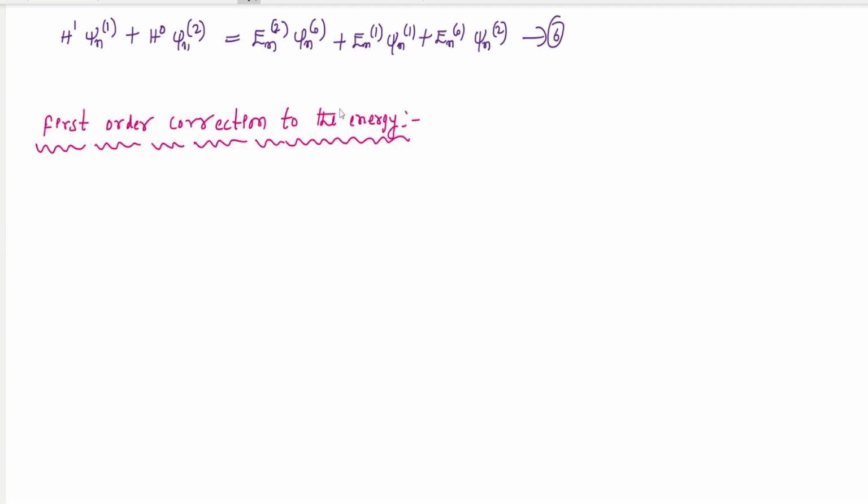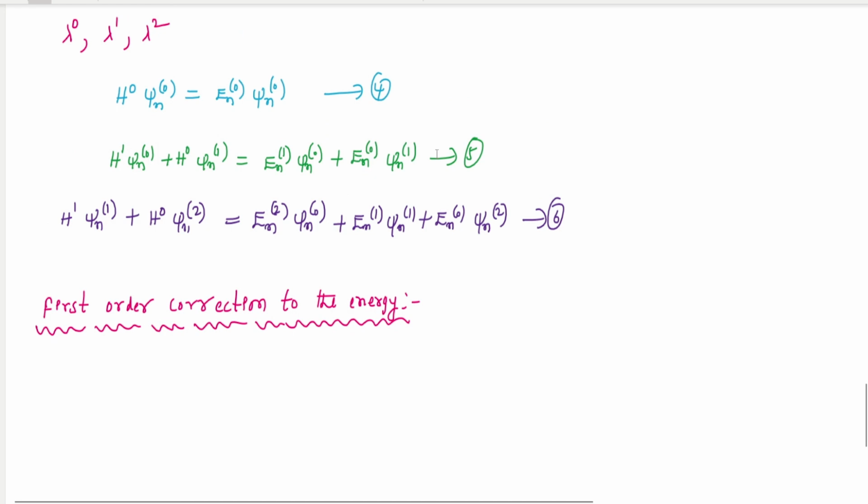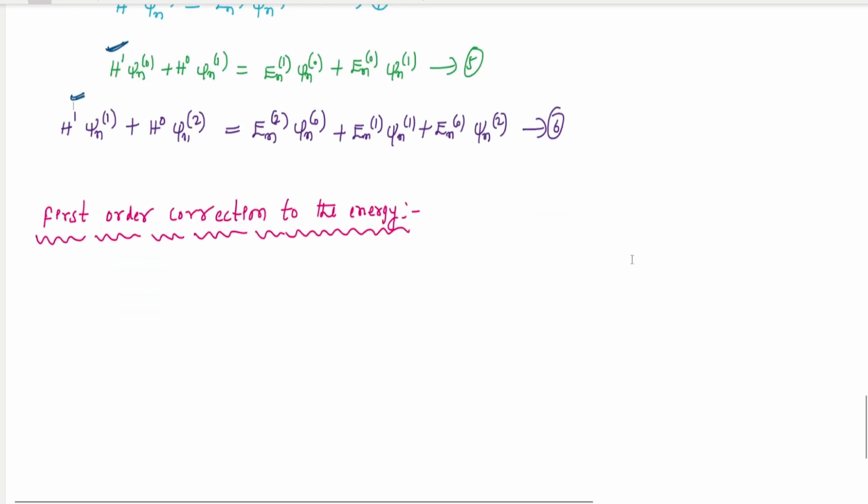So here equation number 5 is this. Three equations are there here. This is zeroth order, there is no correction here. You can solve this problem directly. This is the first order correction energy. This is the second order correction energy. In case you want the first order correction, you can take this equation. I'm going to explain the derivation step by step, how to get this equation.